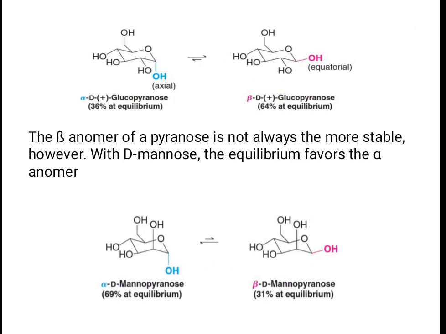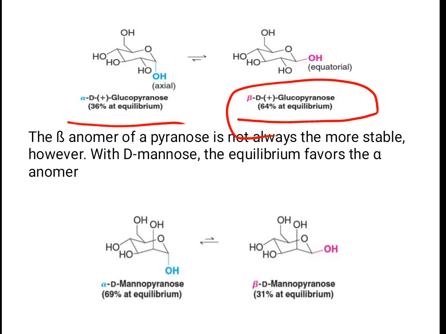The beta anomer of a pyranose is not always the more stable. However, with D-mannose, the equilibrium favors the alpha anomer. So in the case of glucose, you can see that beta-D-glucopyranose has the higher stability. That's why it is 64% at equilibrium and the alpha is 36%.